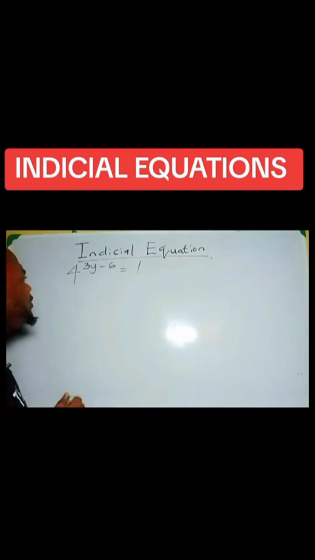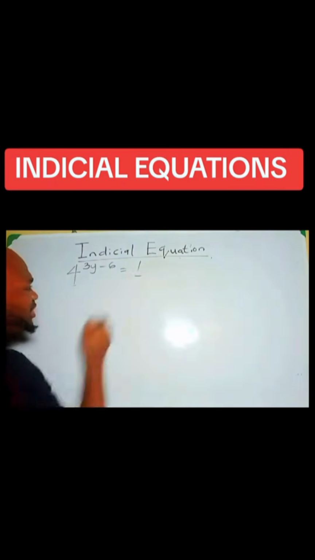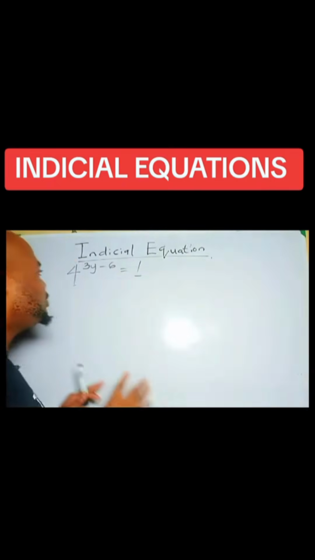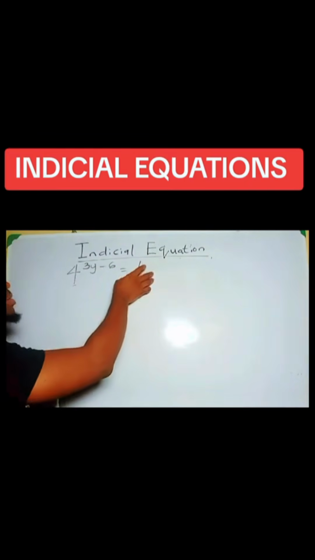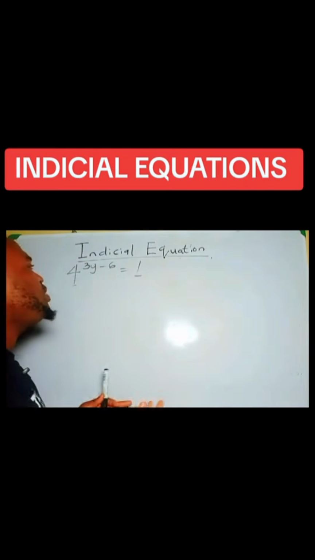Now, the first thing I'm going to look out for are the bases. We have 4 here, we have 1 here. They are different, right? So the next step I'm going to take is to ensure that 1 is a power of 4. Let me make 1 a power of 4. So what power of 4 will actually give me 1?